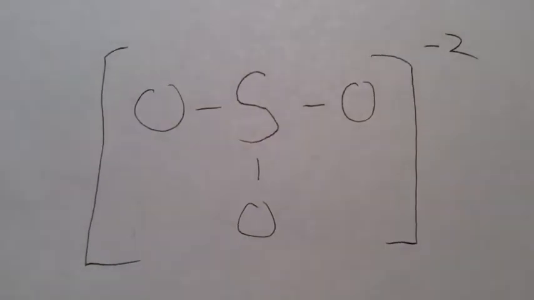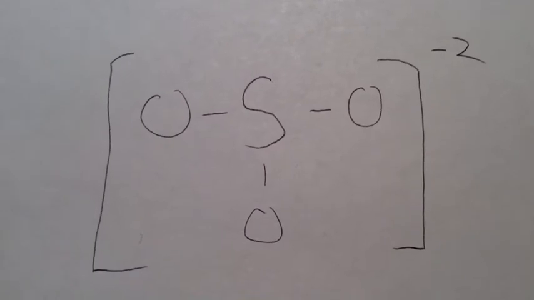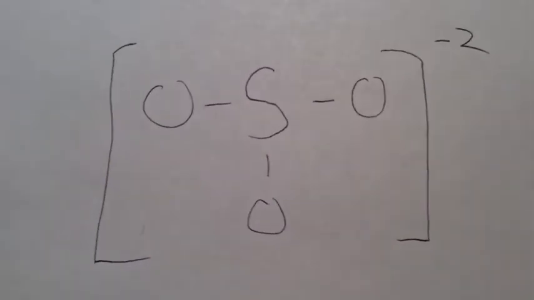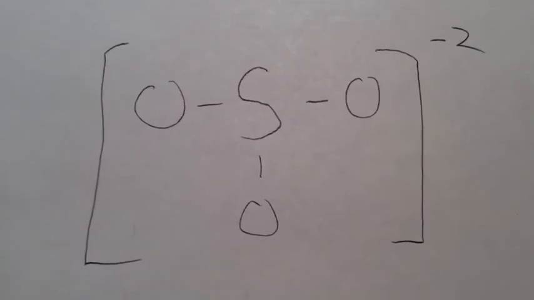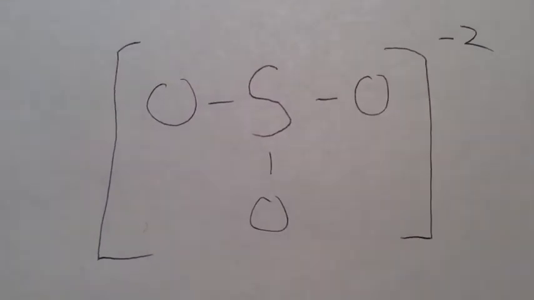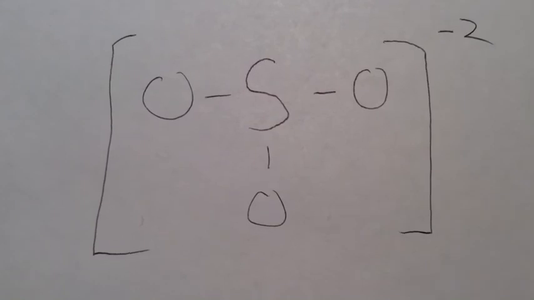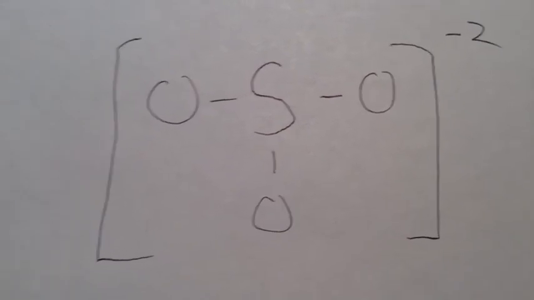So in the end, we get a dot diagram that looks like this. The sulfur in the middle with 3 oxygens attached, and a -2 charge, representing the 2 electrons that are not present in the valence rings.